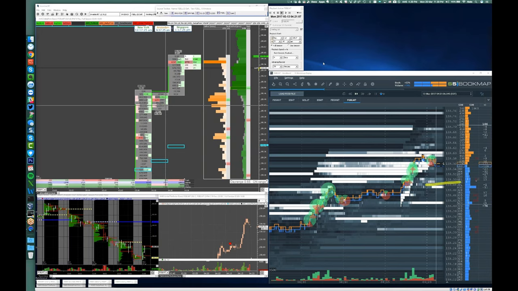On the Bookmap here, you see the bids coming in at 47, so that will be a nice pullback for the short. Let me put on the playback to see if that actually happens. I think so. Forward. There it goes. Right through to 47.